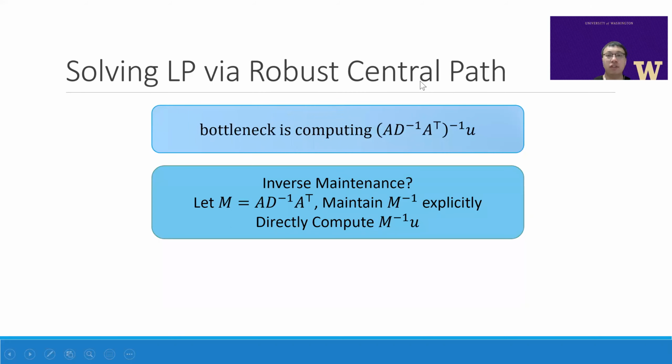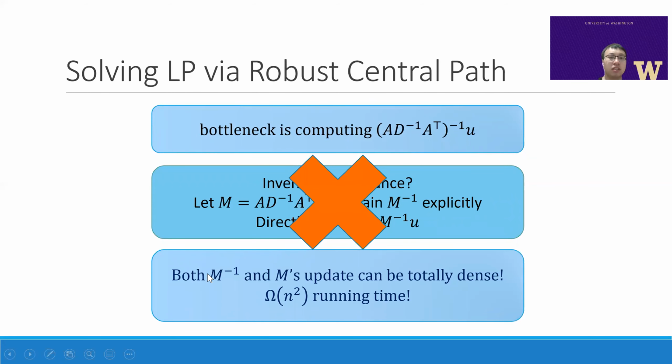The standard way to solve this linear system is what we call inverse maintenance, where we write down M equal to A D inverse A transpose, and we compute this inverse explicitly and maintain it. Whenever we need to solve this linear system, we directly compute it by multiplying M inverse with the vector U. However, this approach cannot work here because both M inverse and M's updates can be totally dense, and this will result in at least a square runtime. But here we are opting for near linear time.